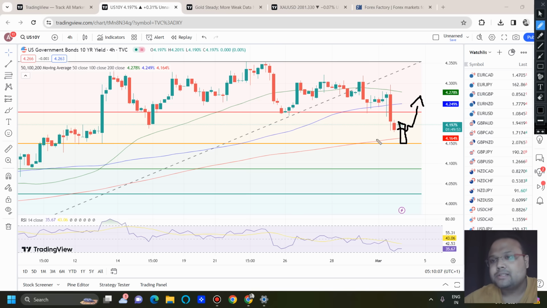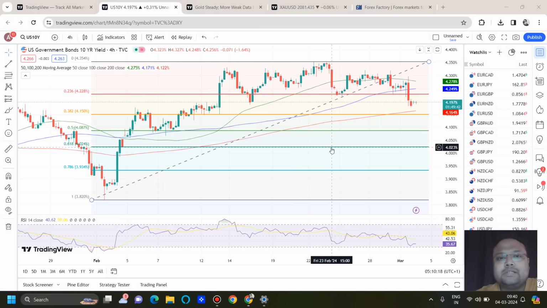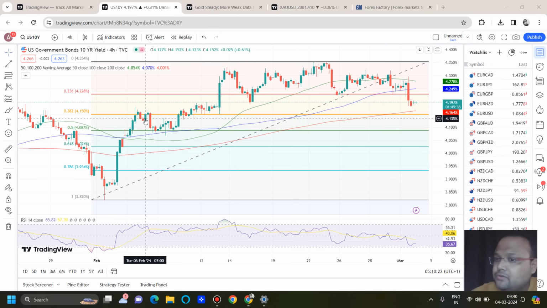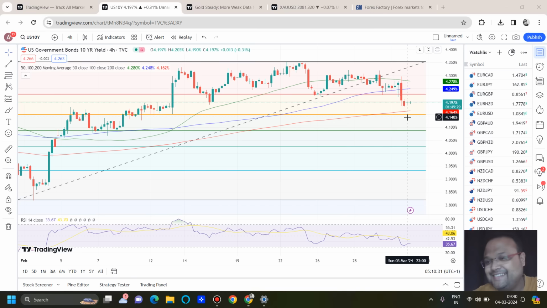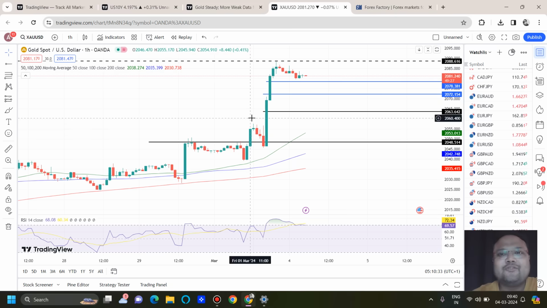So if you are a lover of gold, you need to keep one eye on US government bonds. The next support on the chart of bond market is 4.150%, where we have the FIBO 38.2% retracement level, as well as previous support. The previous resistance will also be acting as support. If we combine all the factors, at least we can expect a bounce around this area. Rest the market knows. Now let's look at the chart of gold.